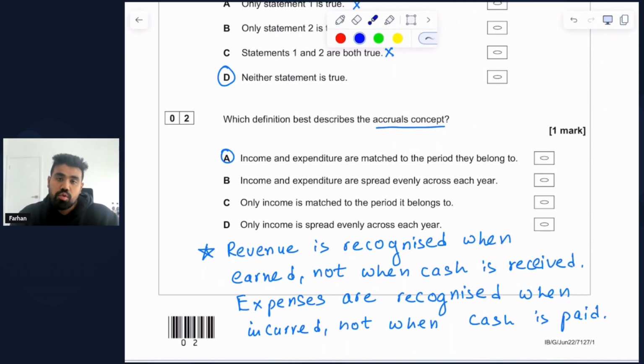What about revenue? You can choose to sell on cash or on credit. But regardless of whether you choose to sell on cash or on credit, it doesn't necessarily make a difference because the revenue is still earned and is sold in the current period. Therefore, the correct option to select for question number 2 is option A, which says that income and expenditure are matched to the period they belong to.